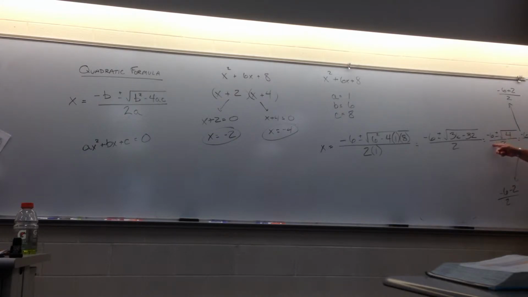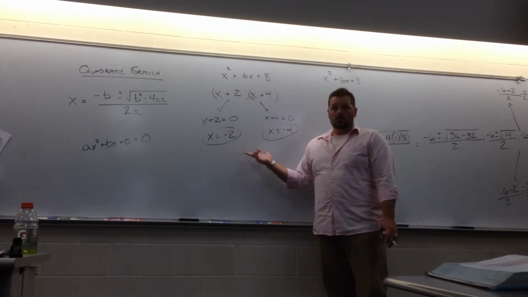Okay, so once we get to this point where we have a number plus or minus a number all over 2, where we simplified everything down as far as we can, we want to split it. And once we split it, one of them gets the plus, one of them gets the minus. Then we go ahead and simplify that. -6 plus 2 is -4 over 2, which is -2. -6 minus 2 is -8 over 2, which is -4.